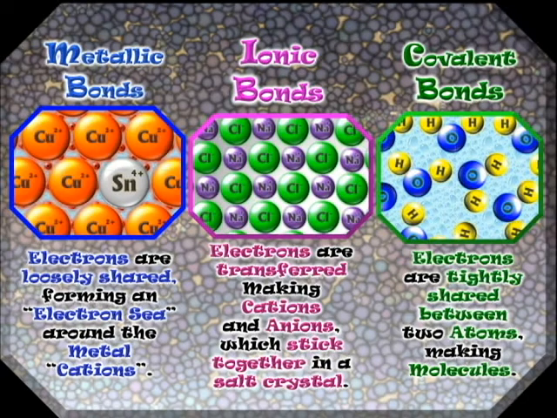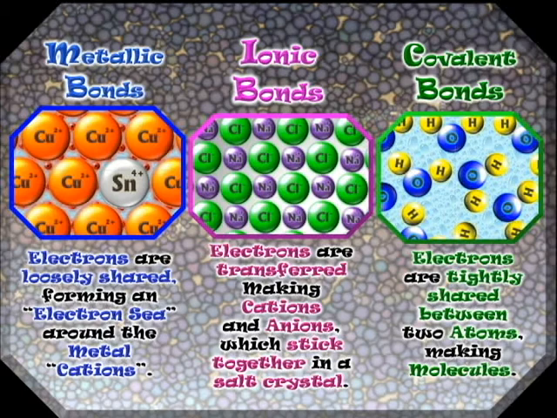So I've made my own little poster about metallic bonds, ionic bonds, covalent bonds, and this is a very, very simplistic, summarized view of what the differences are. So I'll read this even though we aren't getting into metallic bonds yet. In metallic bonds, electrons are loosely shared, forming an electron sea around the metal, quote, cations. I'll get back to that later. I don't really want to go into that.